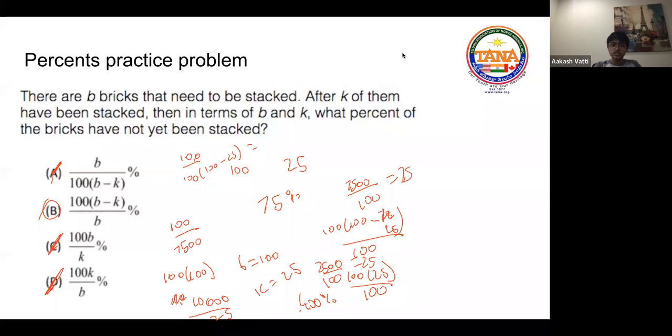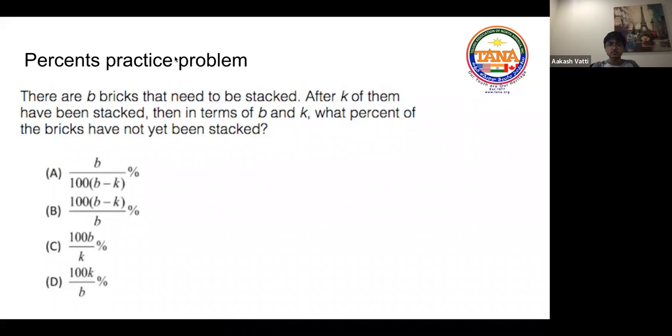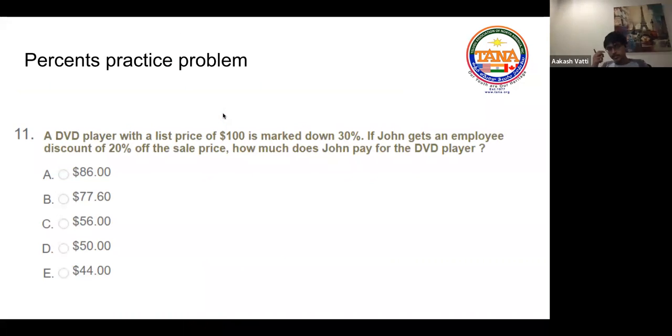Do you guys have any questions? No questions? All right. Clear this. All right, here's another practice problem. I'll give you guys a minute to do this one as well.